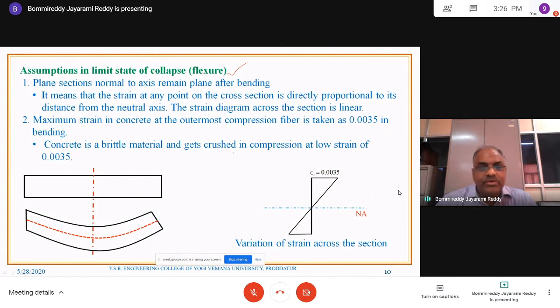And each and every word of some of the things are a replica of IS 456. It will be taken from IS 456 only. But the explanations are a bit different. Those things are not there in the IS 456. For example, the first assumption is plane sections normal to axis remain plane after bending. Already in the working stress method also you have seen this one.